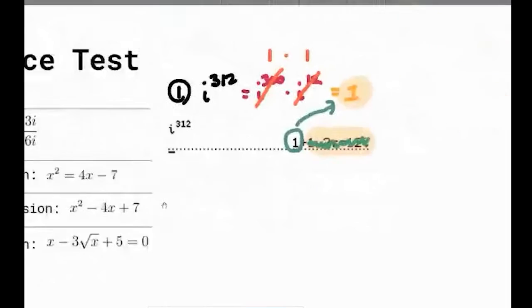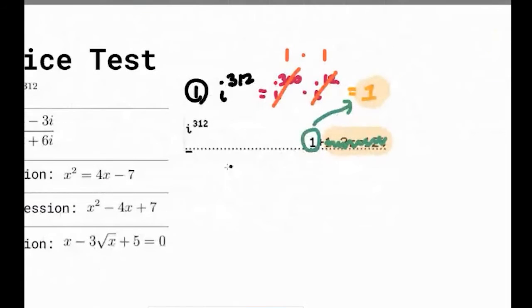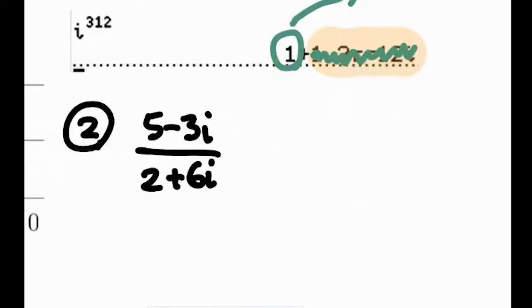All right, number 2. So we got 5 minus 3i over 2 plus 6i. All right, you can't have i on the bottom. So the first thing you're going to need to do is multiply by the conjugate. So it's going to be 2 minus 6i on the top and the bottom.